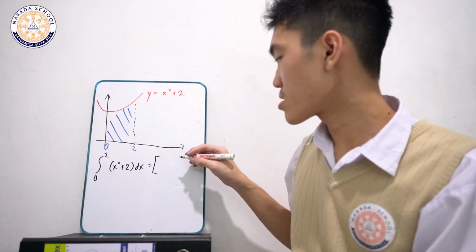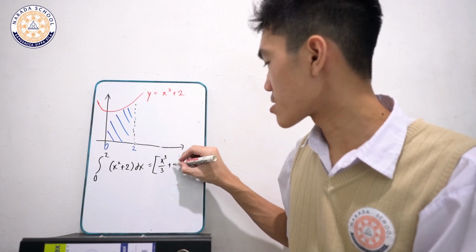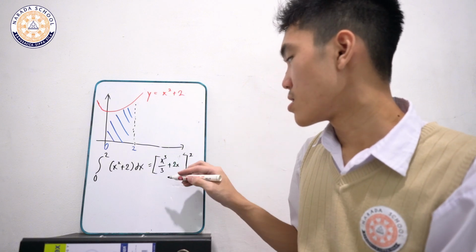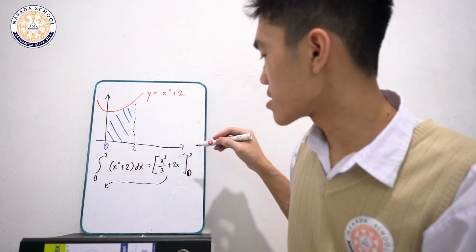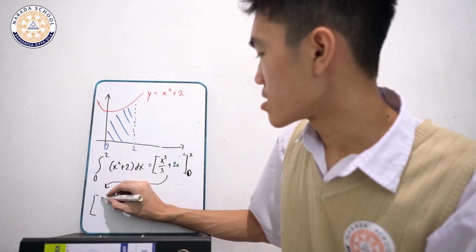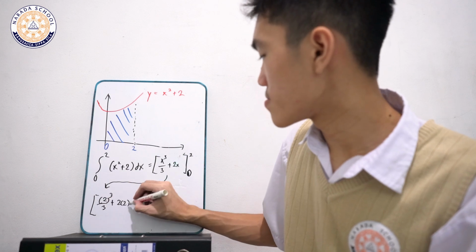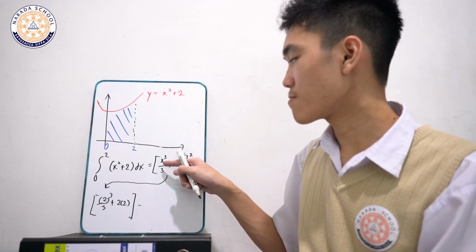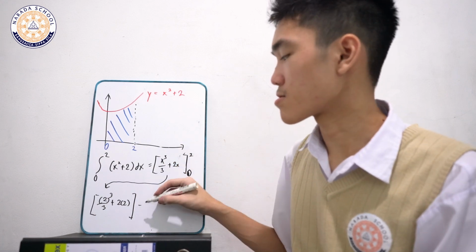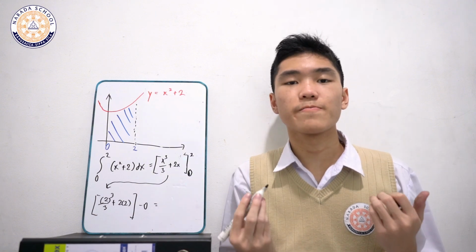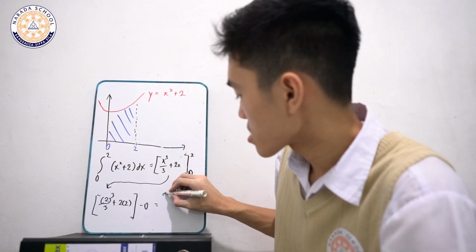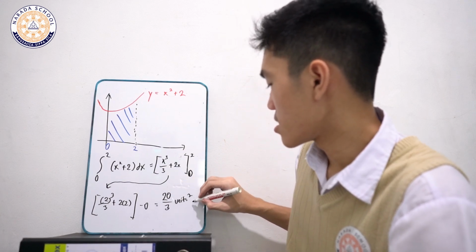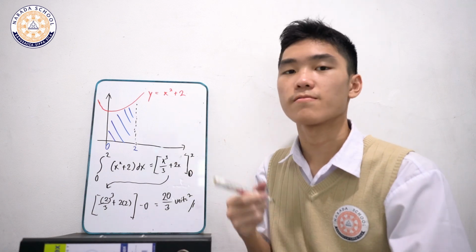First, you just integrate this normally. So it will be x to the power 3 over 3 plus 2x. And we have to do it from 0 to 2. And what this means is that we'll just plug in 2 and minus plugging 0 for x. But if we plug in 0 for x, it will result in 0. We can just write in 0. And if you plug this into a calculator, you will get 20 over 3 units squared. And that's our final answer for this area.